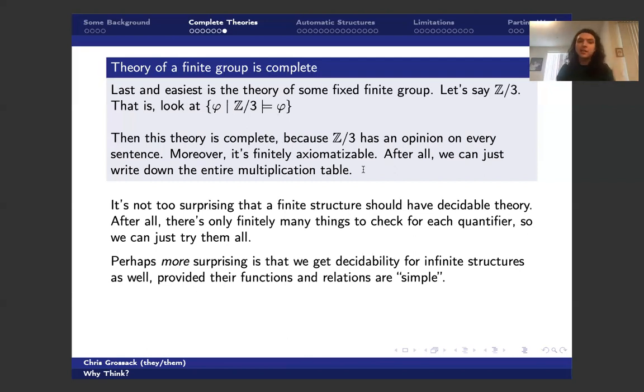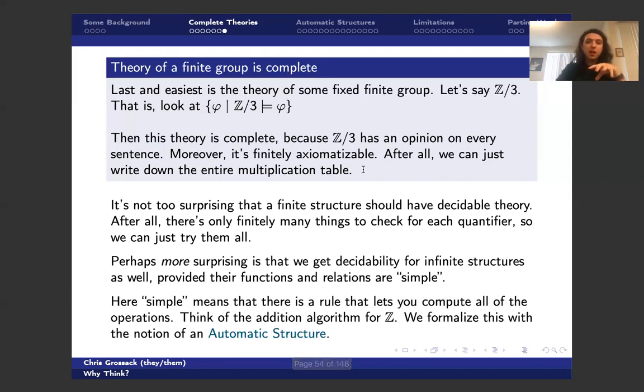And the answer is yes, provided all of the functions and relations are simple in a certain sense, by which I mean computable by some finite state machine. And that's going to be the topic of the next section of the talk. So we're now done with completeness. If you have any questions about completeness, feel free to ask, because we're about to move on to automaticity as a way of proving that a theory is decidable. Give people a second to ask questions.